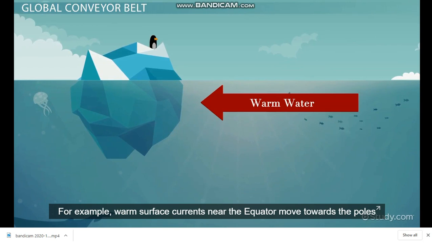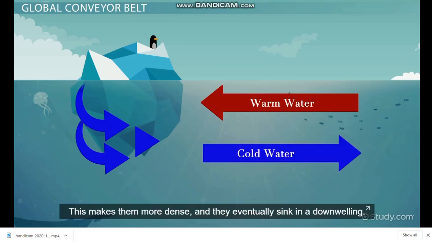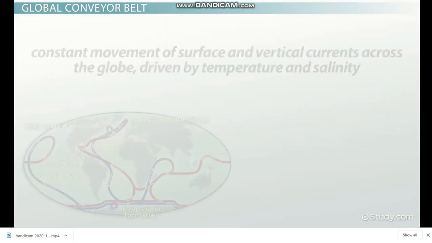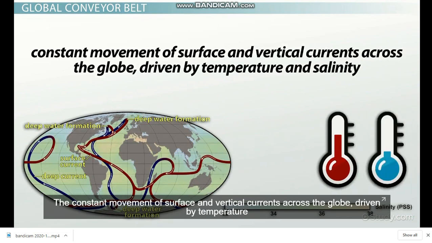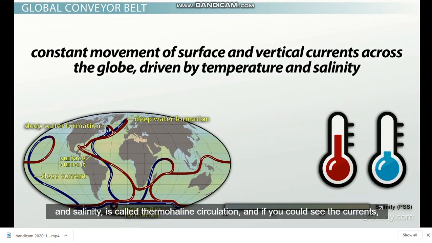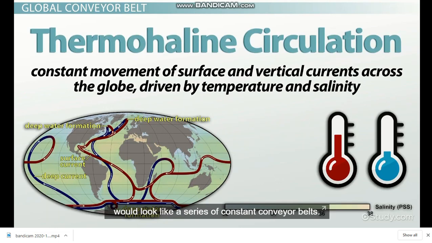For example, warm surface currents near the equator move towards the poles where the cooler air causes them to lose heat. This makes them more dense, and they eventually sink in a downwelling. The constant movement of surface and vertical currents across the globe, driven by temperature and salinity, is called thermohaline circulation. And if you could see the currents, it would look like a series of constant conveyor belts.